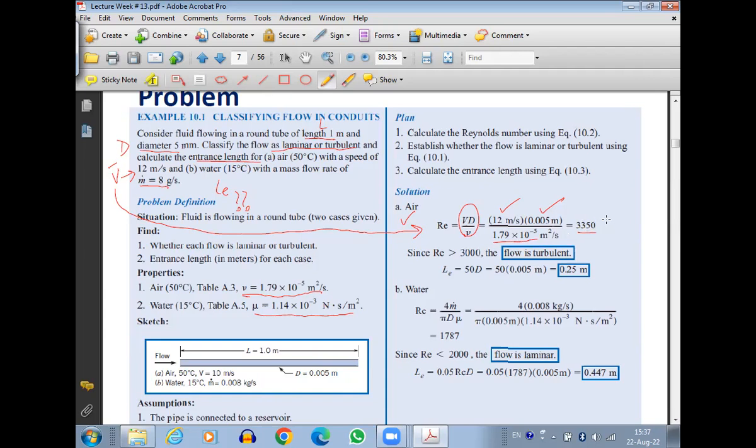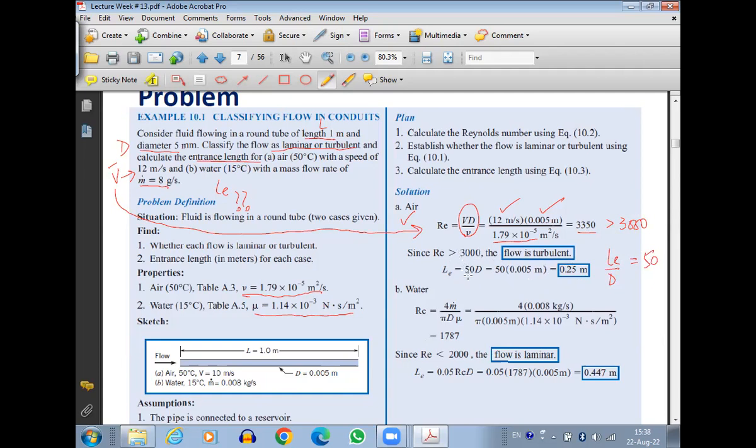Since this Reynolds number is greater than 3000, we are sure that this is going to be turbulent flow. So the first answer is that the flow is turbulent. Now, if it is turbulent flow, then the formula is entrance length over diameter equals 50. It does not depend upon the Reynolds number; it's a fixed value, 50.